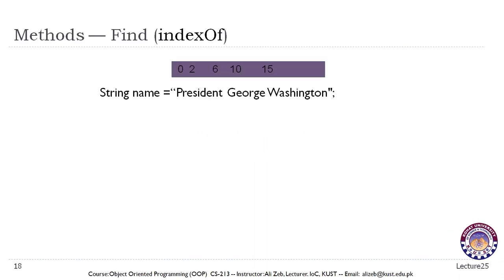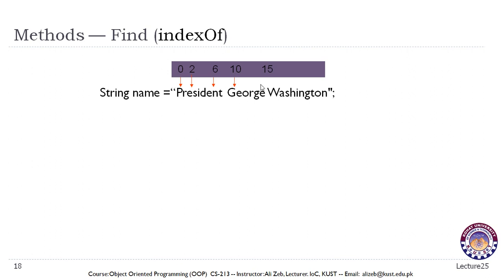You can also use the indexOf method to find the position of characters in our strings. So let's say you are given this string, the name of President George Washington, and we understand that we start with 0 and we have an index number with each of these characters. So a 0 will point to the first character, a 2 will point to the third character because our counting starts from 0, and similarly 6 will point to the seventh character.